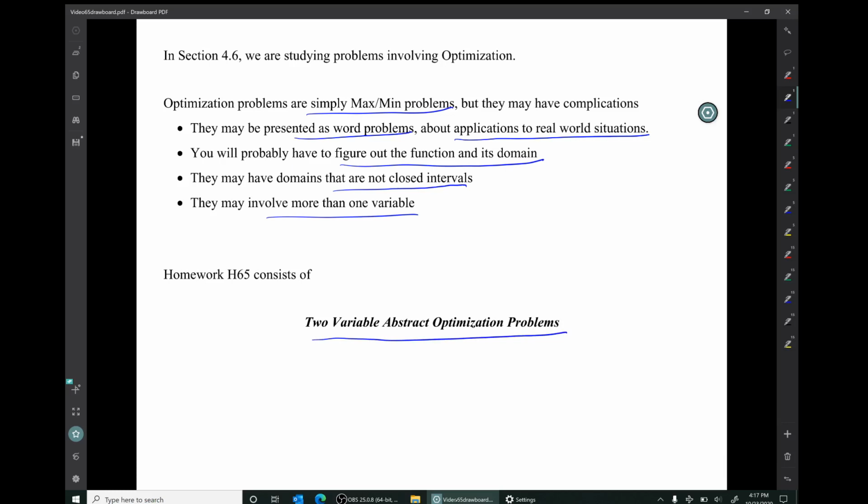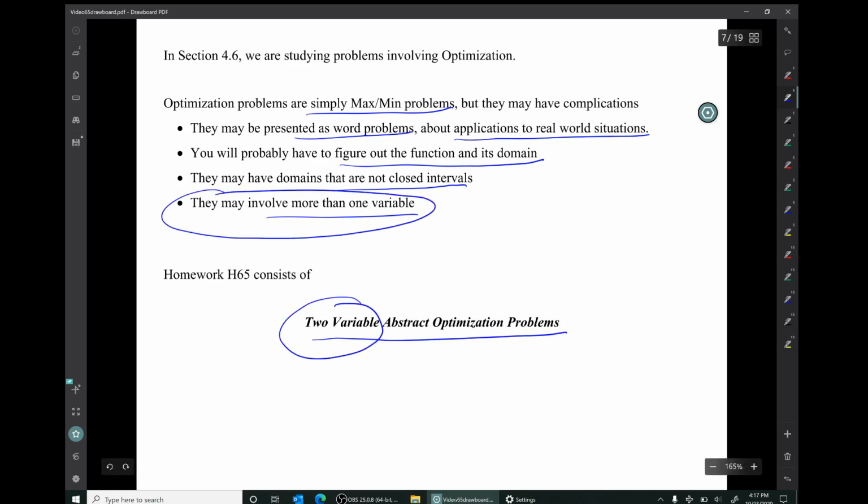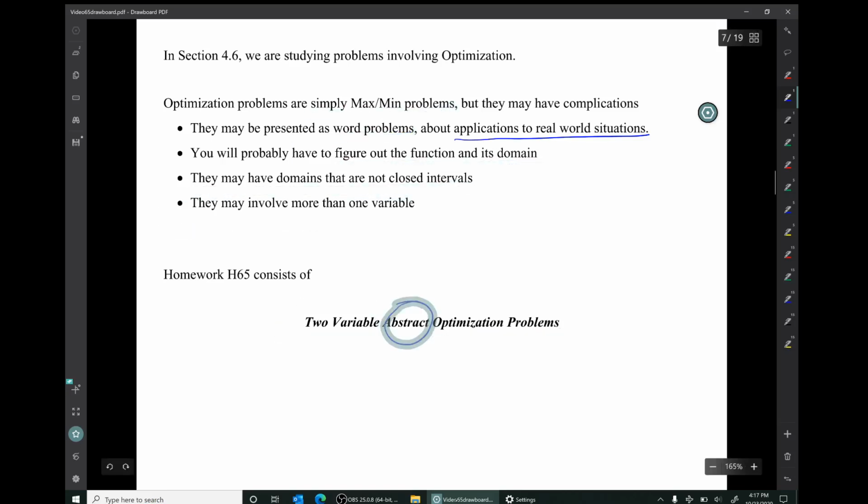So let's parse that carefully. Two variables means we've got that complication, more than one variable. Abstract problems means that these problems are not word problems about real-world situations. They're just abstract in the sense that they're just about mathematical objects.